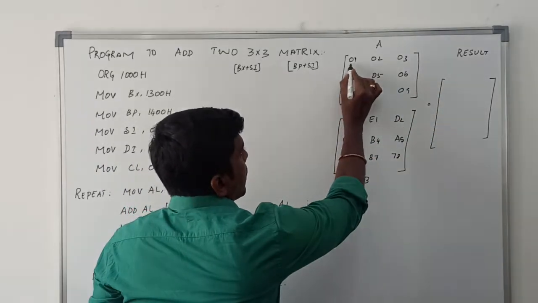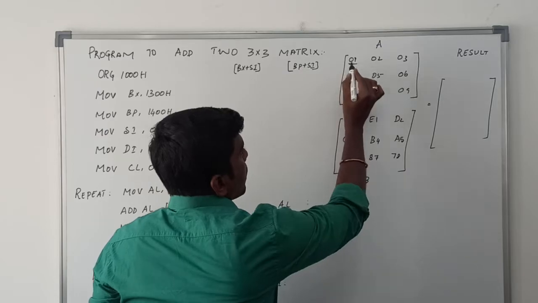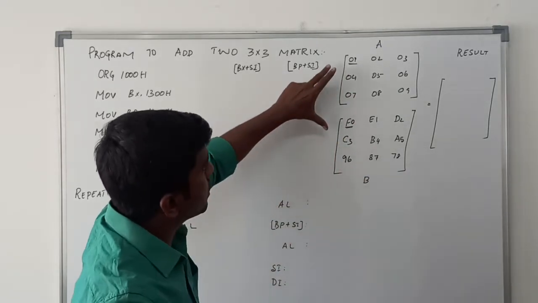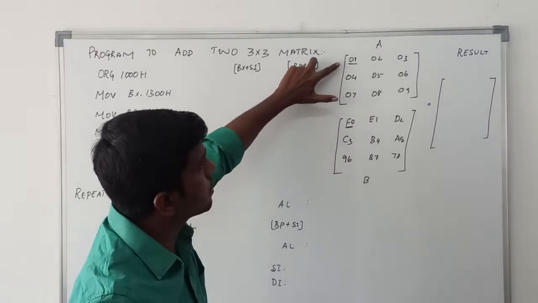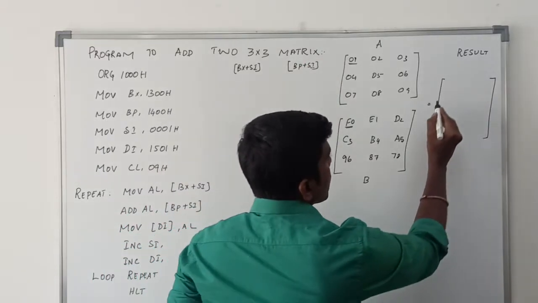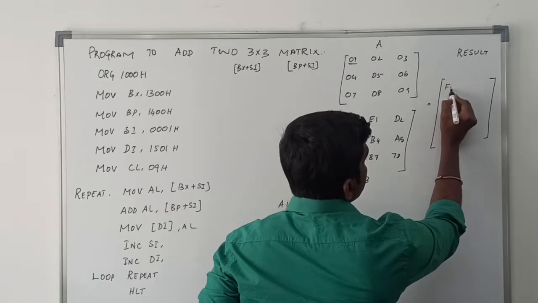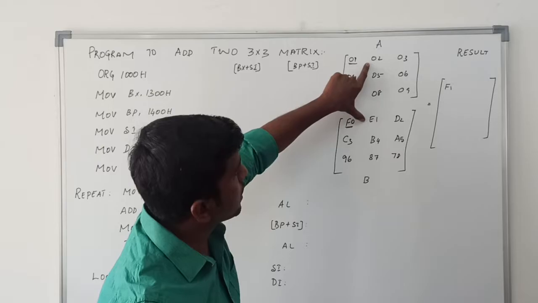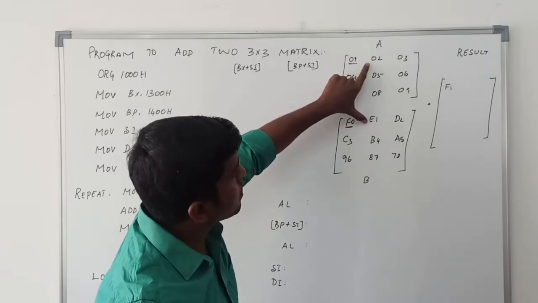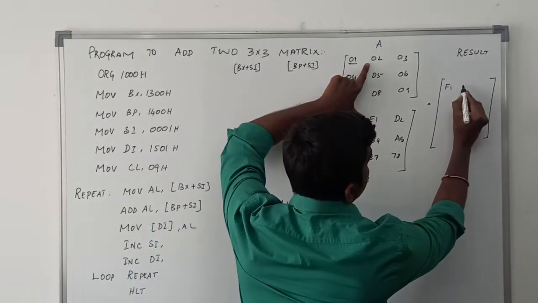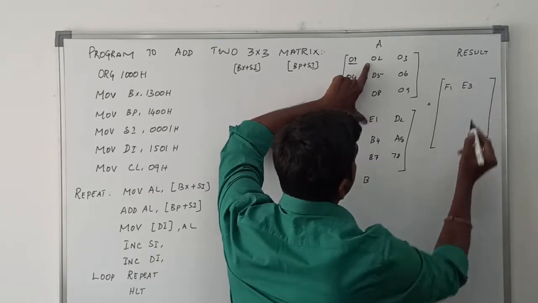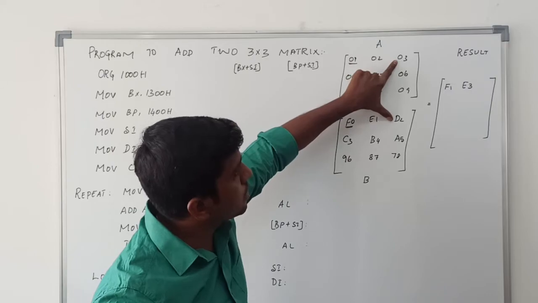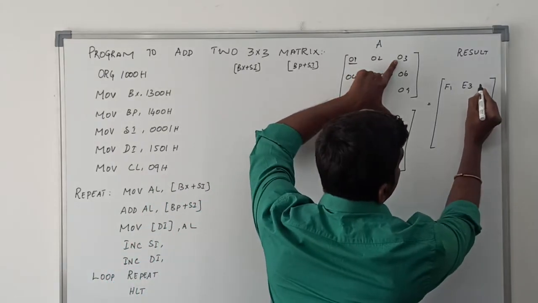First, in matrix A, take the first element of the row, and the first element of matrix B. You just add these two element values: F0 plus 01. The result is F1. Then you consider the second element of matrix A and matrix B, 02 plus E1. The result is E3. Now we go to the third element, 03 plus D2. The result is D5.